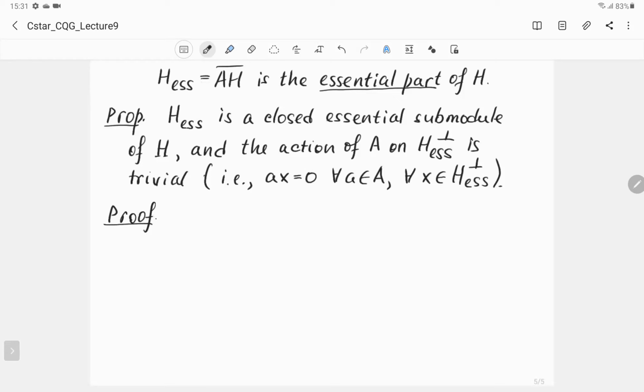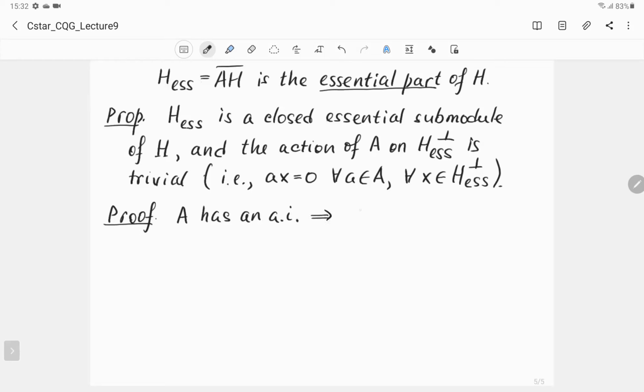Of course, it's clear that the essential submodule is indeed a closed submodule just by construction. So AH is a submodule, and the closure of a submodule is a submodule. So it's a closed submodule. Now, why is it essential? Well, we know that A is a C-star algebra, so A has an approximate identity.